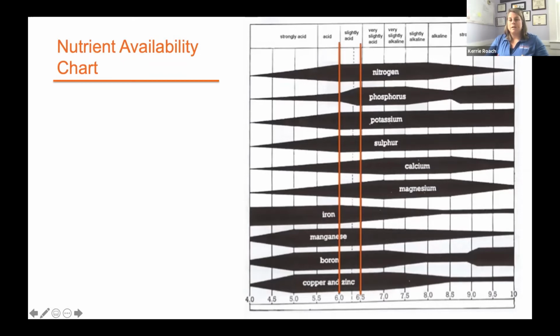So you'll see on this chart those little orange bars, and in between that is usually where we want to fall for most plant material. Now you might say, Kerrie, but I have blueberries, or I have azaleas and rhododendrons. Yes, those plants like a little bit more acidic soil. If you have a centipede lawn, that's another one that likes a more acidic soil. But for the most part, we're going to look for anywhere between a 6 to a 6.5 in production agriculture.